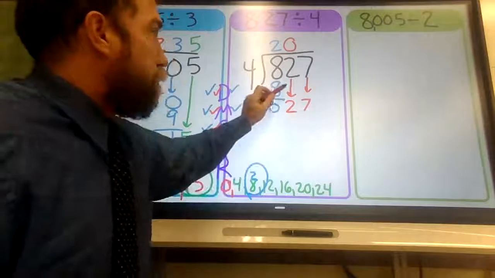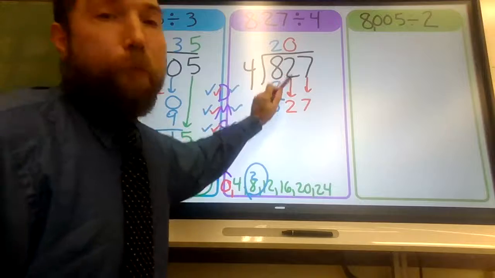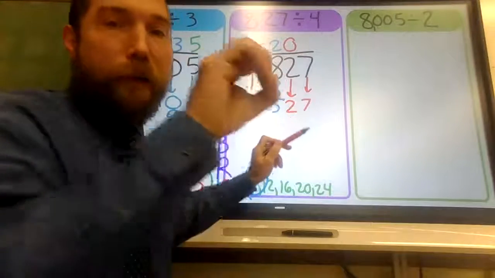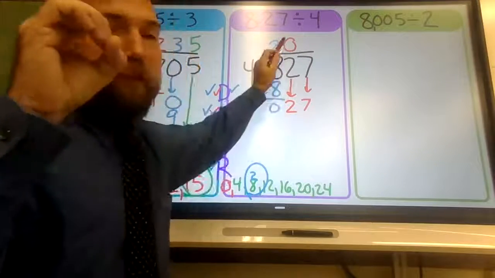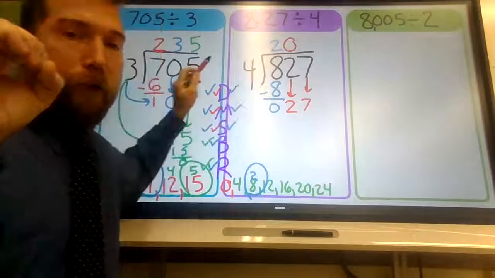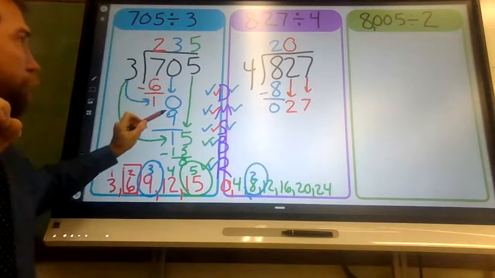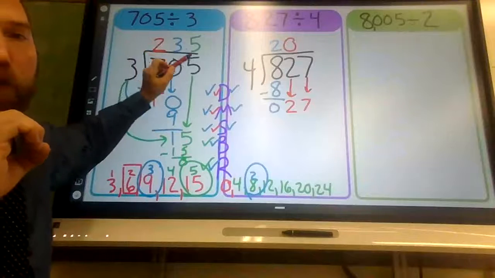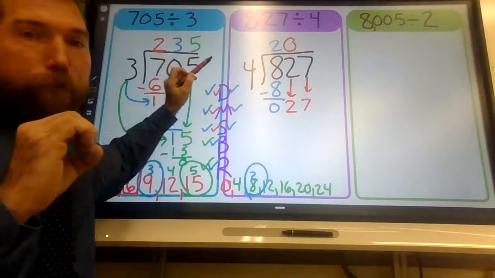That's why the arrows are helpful. I already brought down the 2. When I brought down the 2, I could not make any groups. It was 0 groups. That's why the 0 went up top. That's kind of how it works. Whatever number you bring down, like when the 0 came down here, we made 3 groups. When the 5 came down, we made 5 groups.